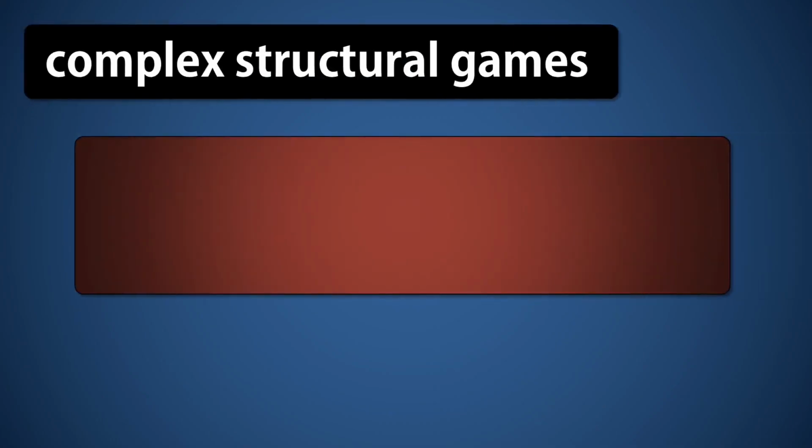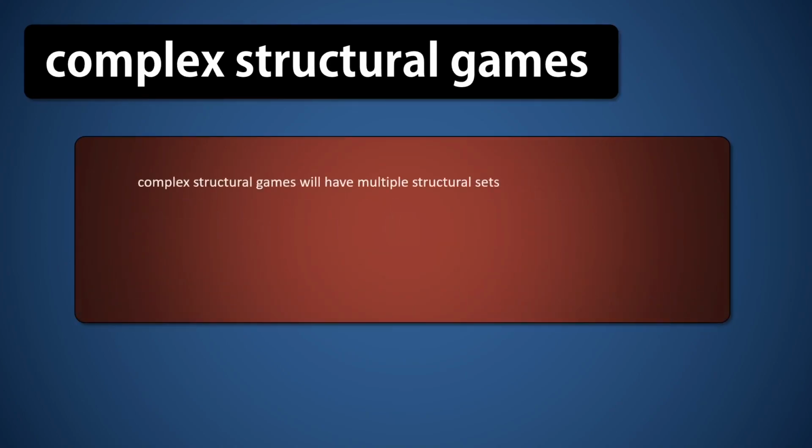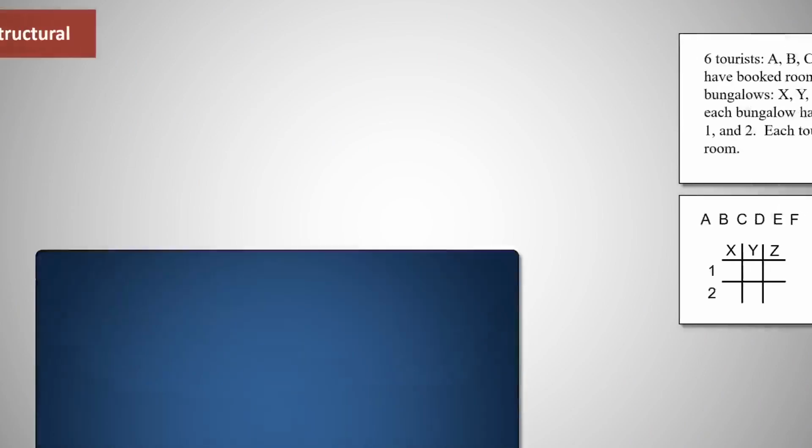Okay, so in this video, we're going to go over the complex structural games. So, what are the basic aspects of complex structural games? Well, the complex structural games will have multiple structural sets. So, what are the characteristics of the movable and structural elements? What are the characteristics of their interaction? What are the characteristics of the rules? Okay, so let's take a look at this.